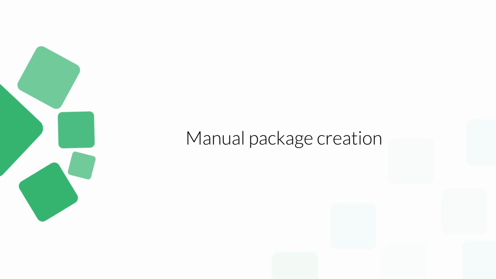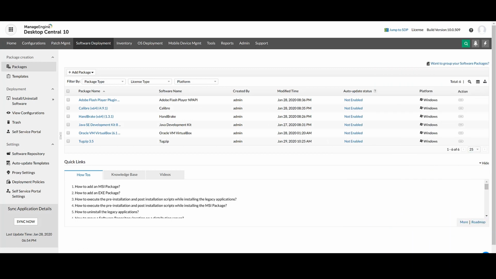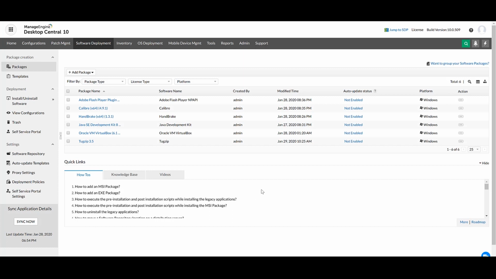This video will demonstrate how you can deploy software packages in Desktop Central. In the Desktop Central web console, under the Software Deployment tab, you can view the list of packages. Select the packages that you want to deploy.